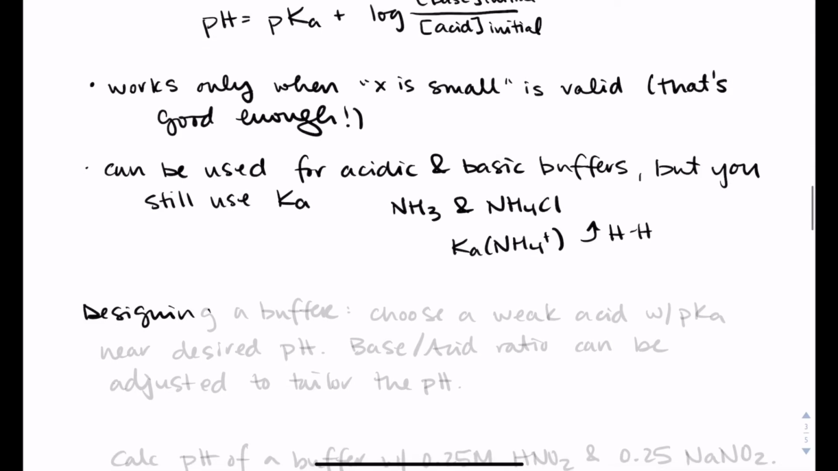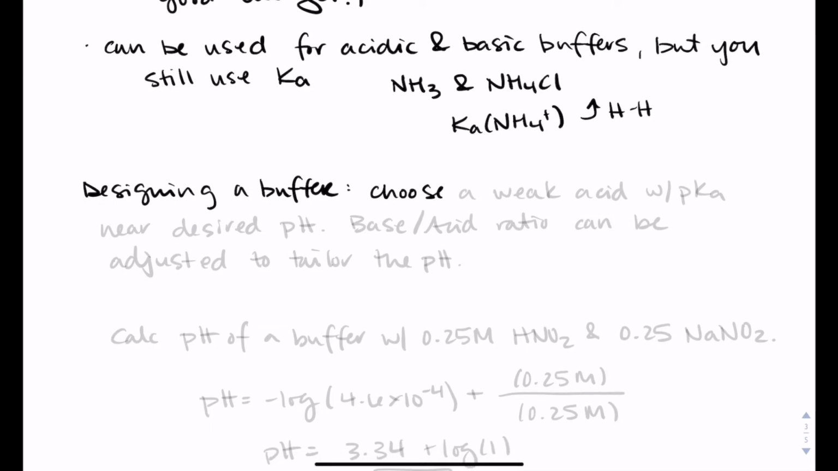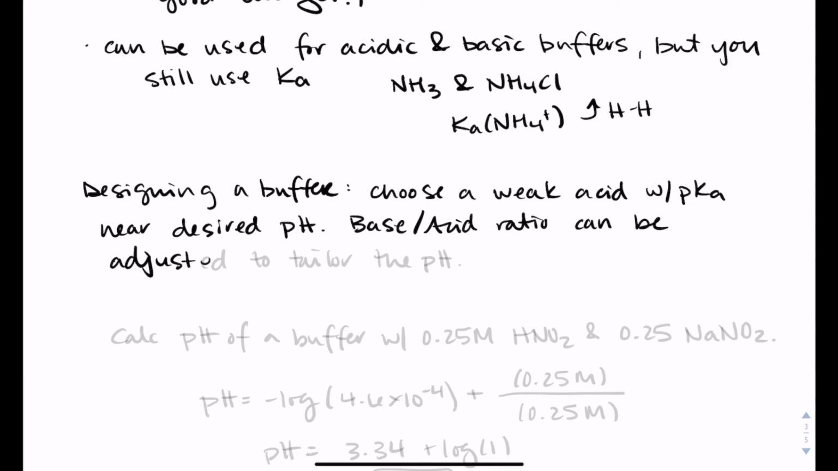You'll also see some questions that ask you to design a buffer. When they ask you to design a buffer, what they're looking for is your ability to think about this Henderson-Hasselbalch equation. So what they are asking you to do is to choose a weak acid that has a pKa close to the desired pH of your buffer, right? Because your buffer pH is the pKa, and then you adjust it with that acid and base ratio. So you want to start with something that has a pKa that's really close to that pH. You can then adjust, right?